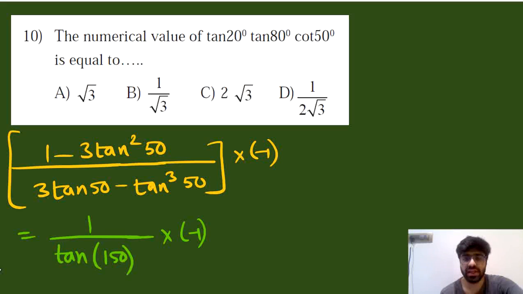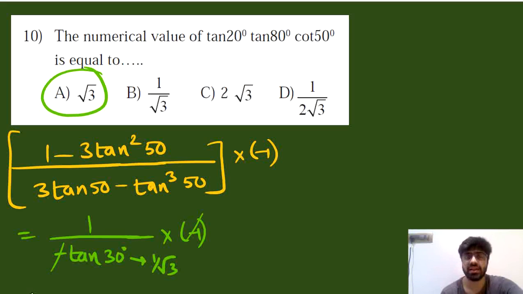Tan of 150 is like tan of 180 minus 30. Tan of 180 minus theta is minus of tan theta. So this becomes minus of tan 30. This minus and this minus get cancelled. Tan 30 is 1 upon root 3. And 1 divided by 1 upon root 3 will give you a root 3 in the numerator, giving you option A as the right answer.